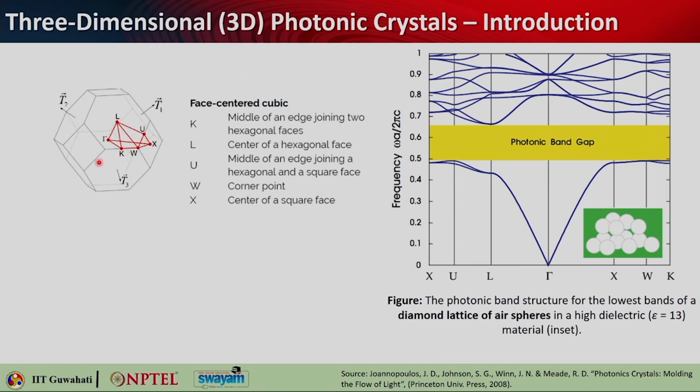So, that is the whole idea of traversing through all the points of the irreducible Brillouin zone. So, that will give you the band diagram. Okay.